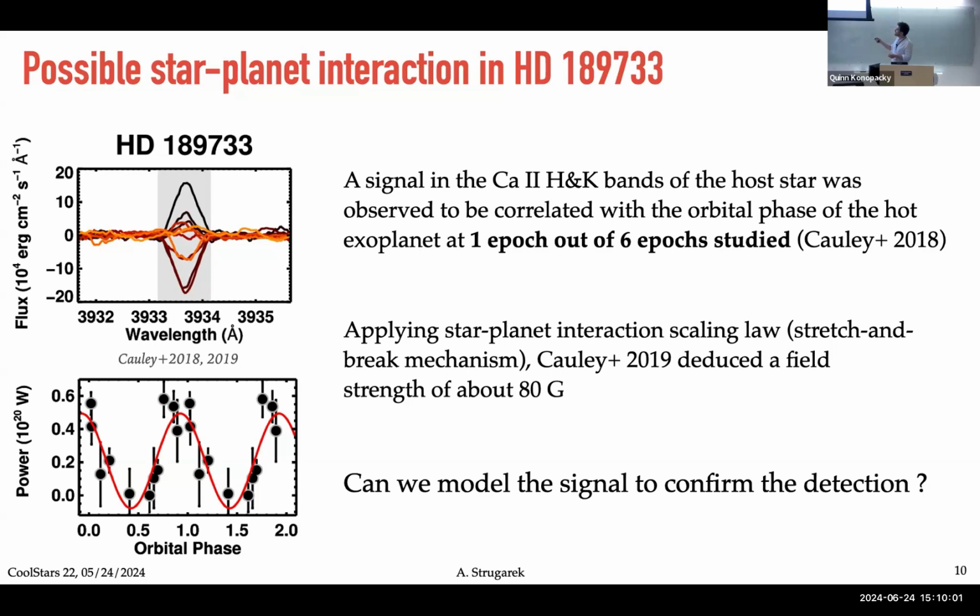And they can tentatively try to estimate this value of about 80 Gauss, but again, not knowing in advance what would be this transmission factor that I was talking about before. And the question here is, can we actually confidently say this is SPI based on modeling? This is a question we would like to answer.